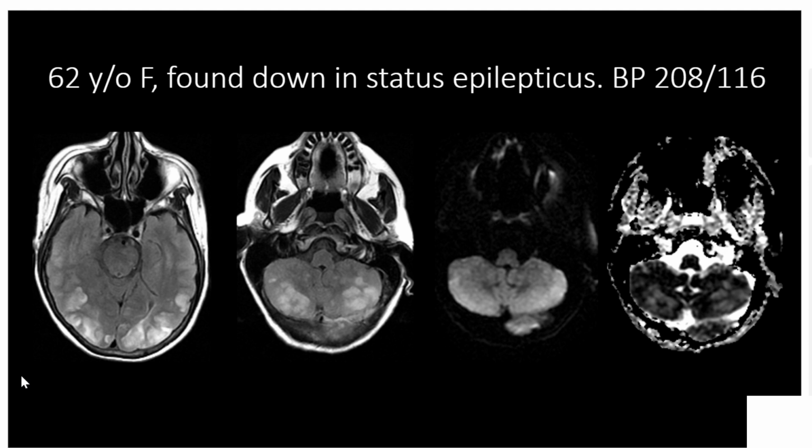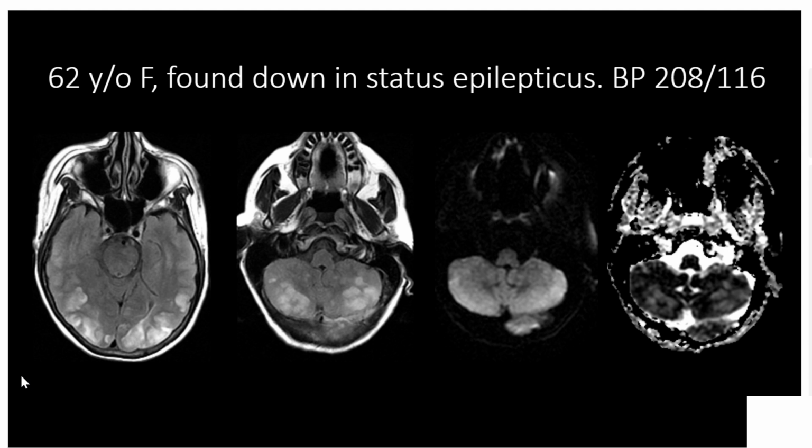Yes, so this is bilateral, symmetric, posterior predominant vasogenic edema, and purely vasogenic based on the diffusion image that I'm showing you, because this is just a normal DWI of the cerebellum, and you can see that there is elevated diffusivity on the ADC map. And this is consistent with, and the history is very important here as well, an acute clinical presentation, which is common in PRES.